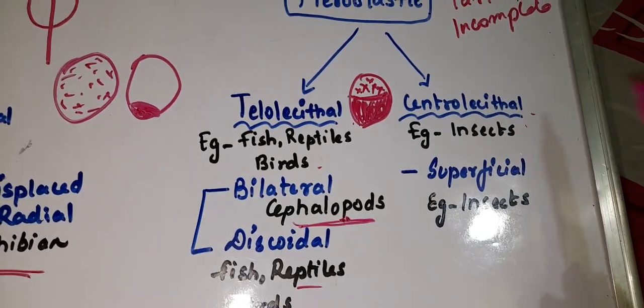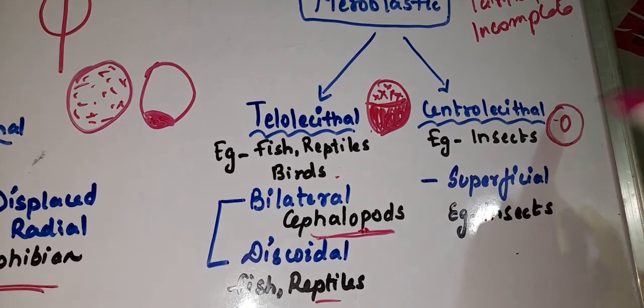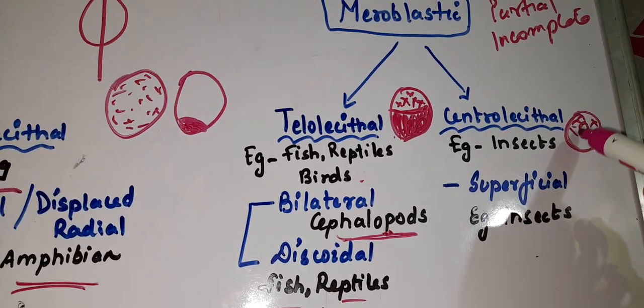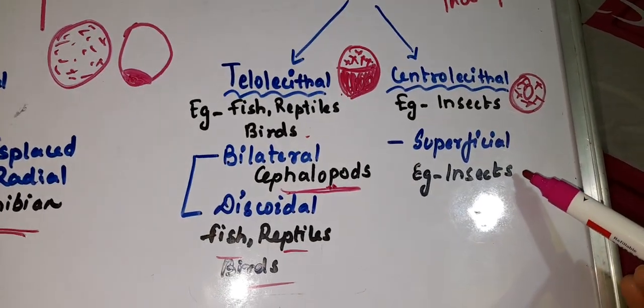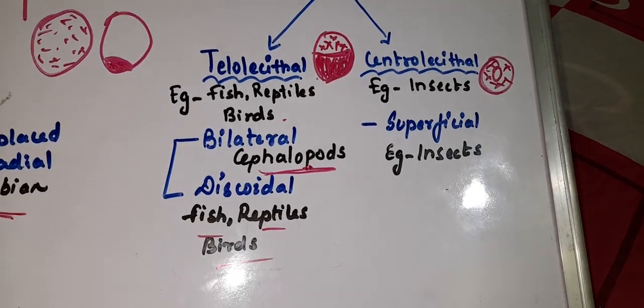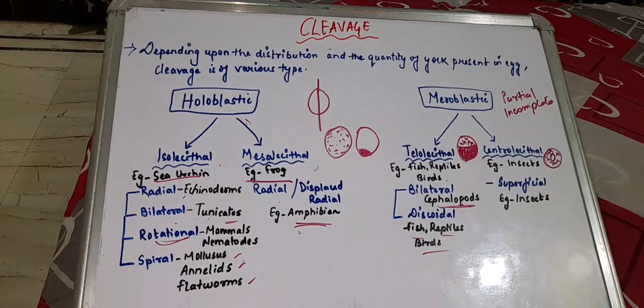Then centrolecithal, if the yolk is present at the center of the egg, then it is centrolecithal. Then superficial cleavage will take place. Around it cleavage will take place, not at the center, like in case of insects. Insects is an example of centrolecithal superficial meroblastic cleavage. Hope you understand this topic.